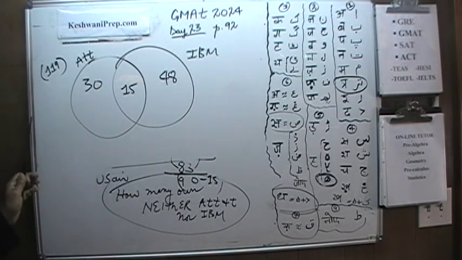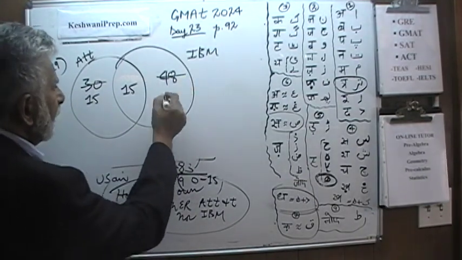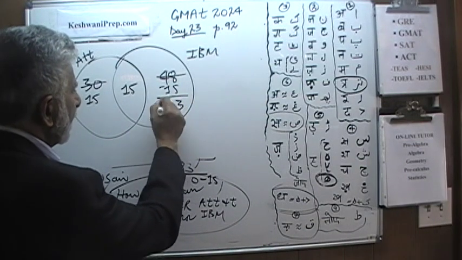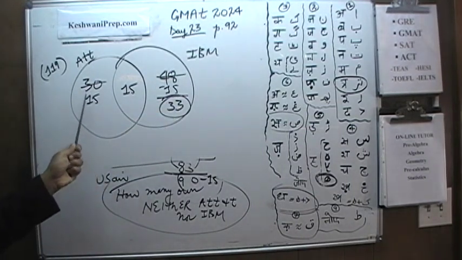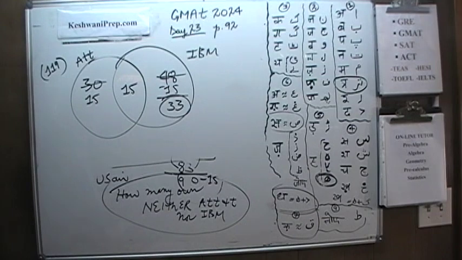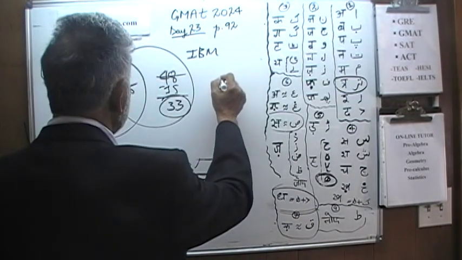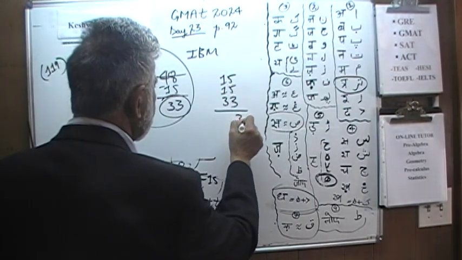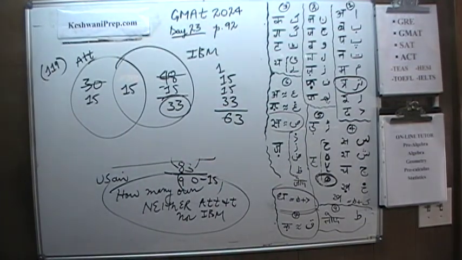So to account for that, we need to subtract 15 from here, and subtract 15 from here. 48 minus 15 would make it 33. In other words, there are 33 people who own stock only in IBM. There are 15 people who own stock only in AT&T. All right, let's add them up, see what we get. So that's 15 plus 15 is 30. 63 is what I'm getting, and I hope I did not make a boo-boo. 63, there we go, that's it.